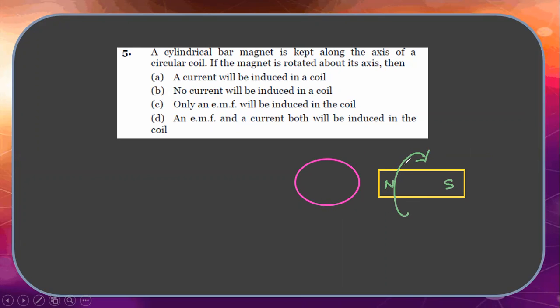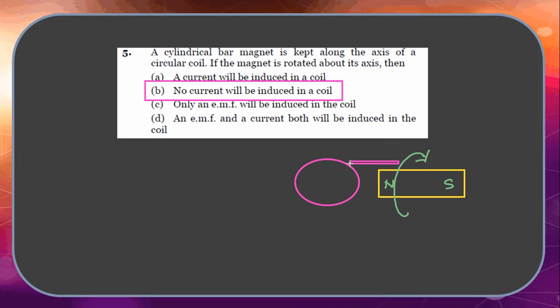Instead of that, if you rotate the bar magnet about its own axis, then there is no induced EMF. There will be no induced EMF or induced current in the coil, because we have to move this.